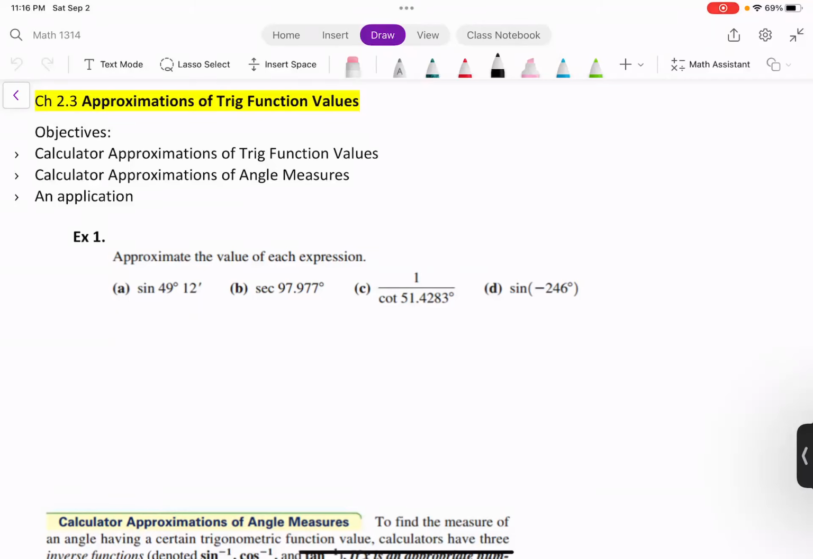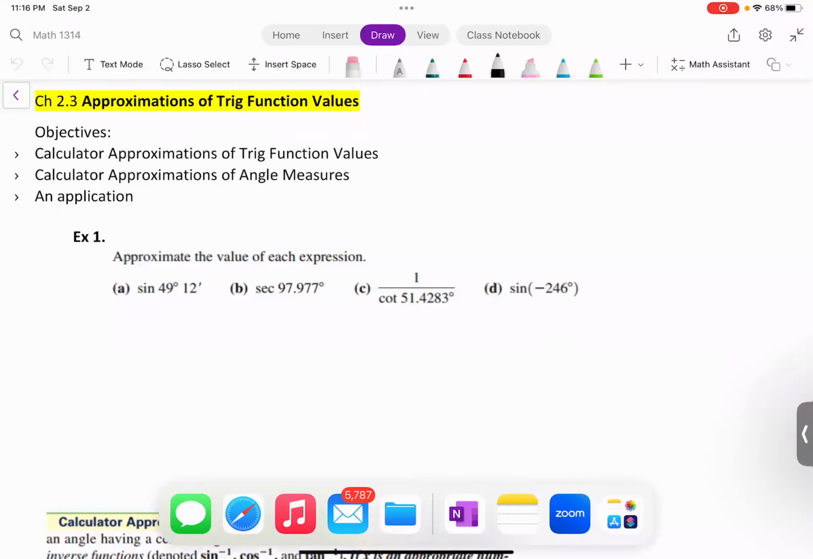Today we are learning approximation of trig function values. First, let's learn how to use our calculator to find the trig function's value. All right, the first one is sine 49 degrees, 12 minutes.